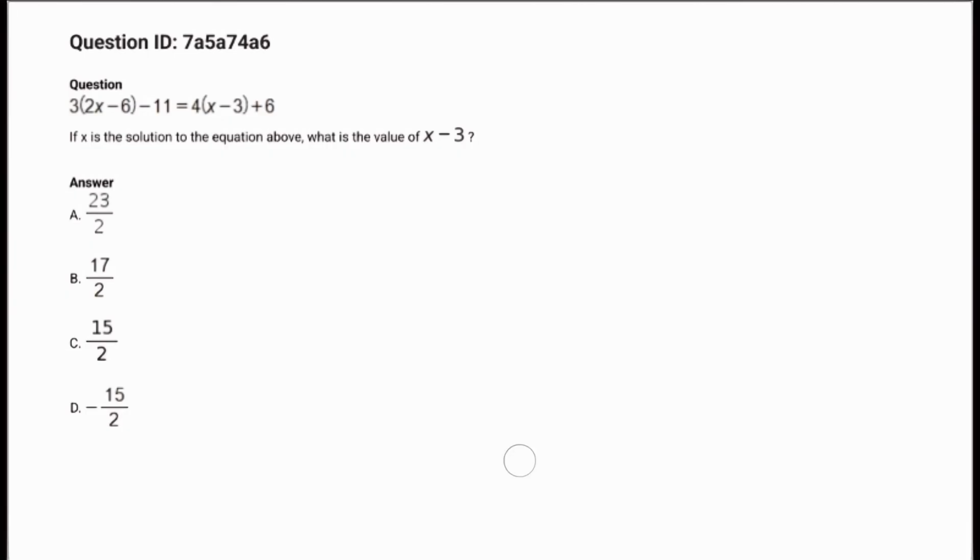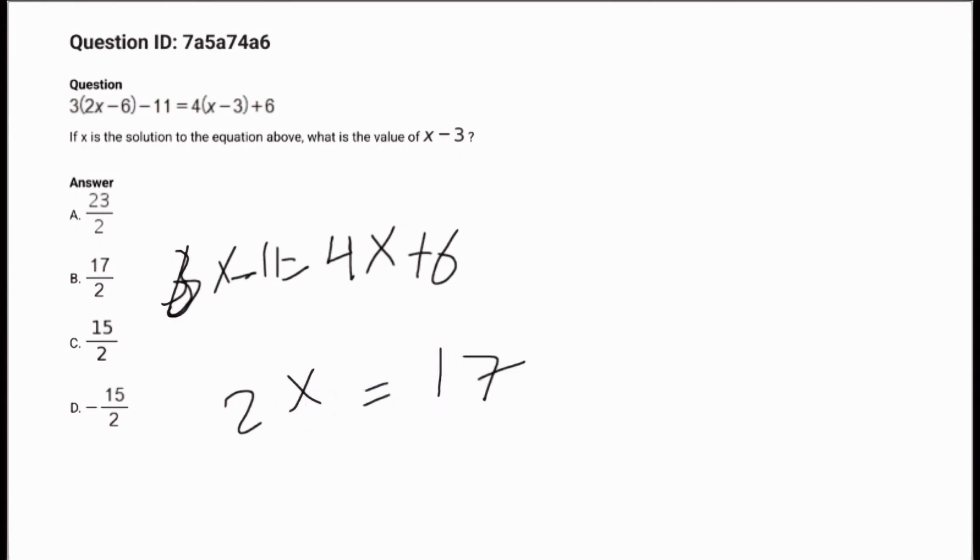If x is the solution to the equation, what is the value of x minus 3? 4x plus 6 equals 3 times 2, which is 6x minus 11. 2x equals 17, so x equals 17 over 2.